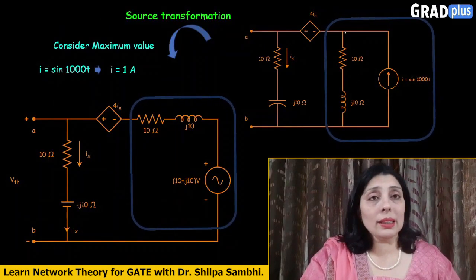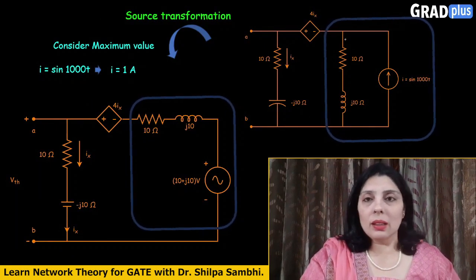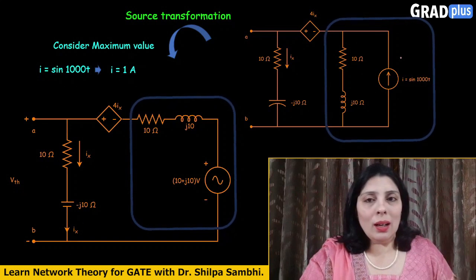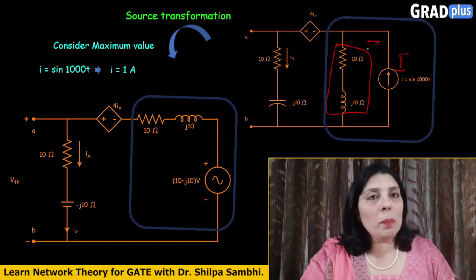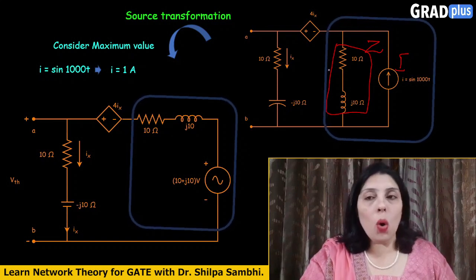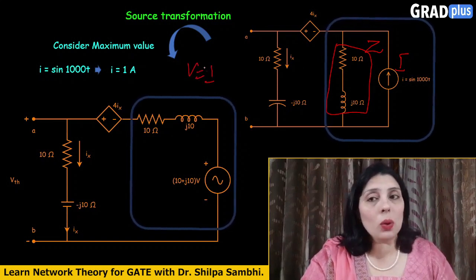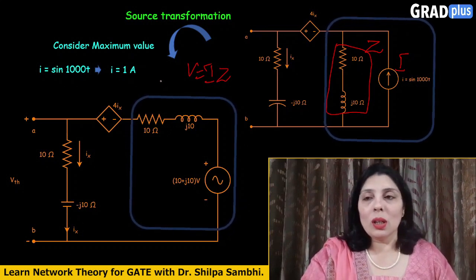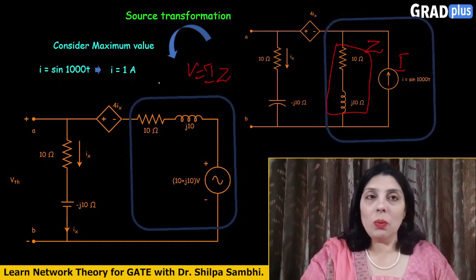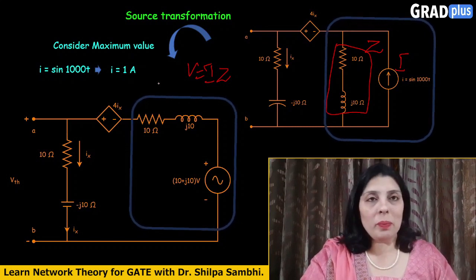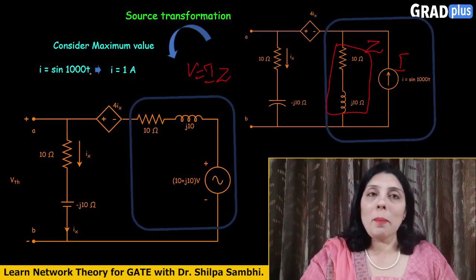So let's consider this part of the circuit here. This circuit closely resembles a current source, and this part you can easily take as the impedance Z. Now if we apply Ohm's law, which says that V equals IZ, that means we can convert this current source into a voltage source. To perform this conversion, we need a single value of I, and let's take the maximum value for I. So how will you calculate the maximum value?